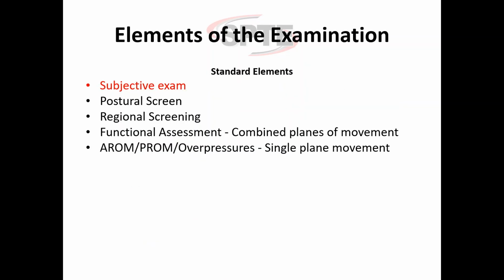Now, moving into the next element of the exam, as we've developed our initial hypothesis and gone through the subjective exam, our standard elements would still include a postural screen, regional screening, a functional assessment through combined planes of movement, and then also looking at single planes of movement, either active, passive, and range of motion overpressures.